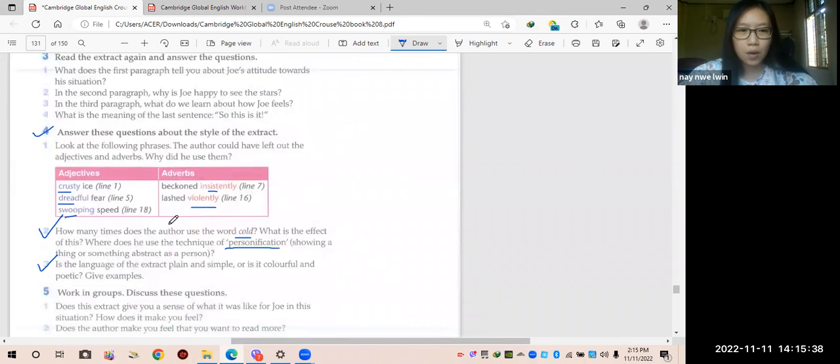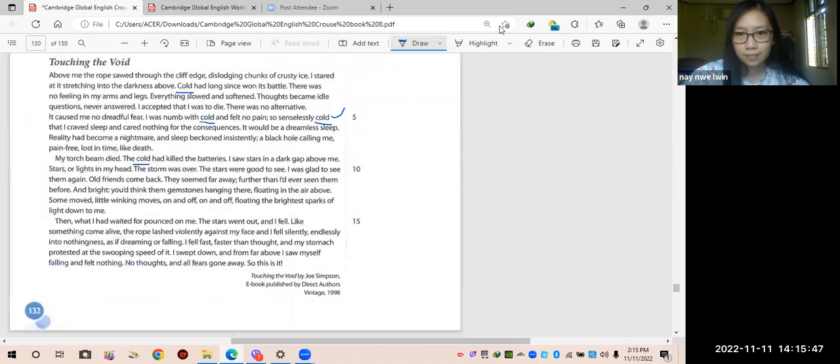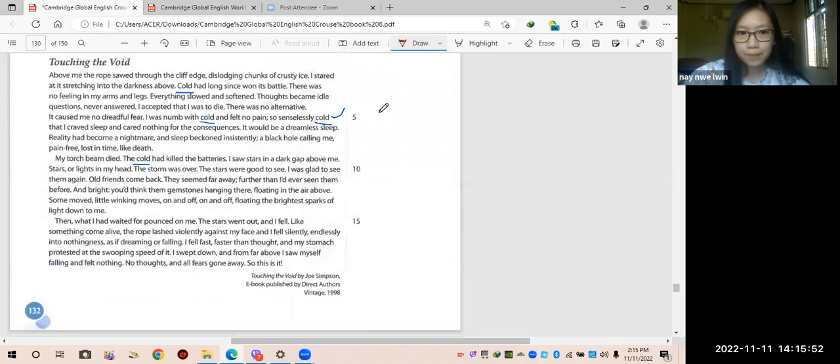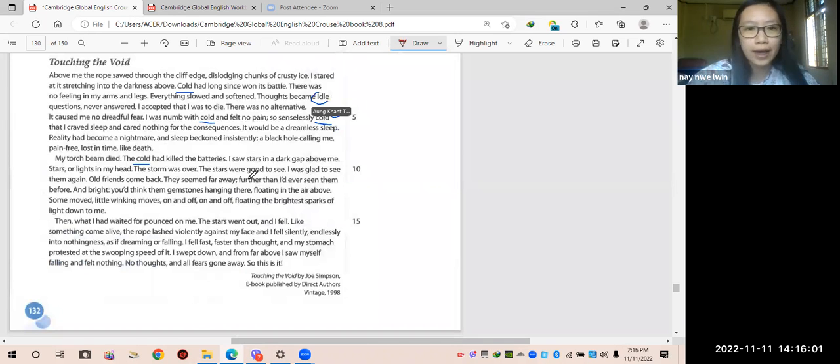Now to the next one. Where does he use the technique of personification? Okay, the personification should be along with personification. Idle questions. Thoughts became idle questions. Where is that now? Can you tell me the line number? Okay. Thoughts became idle questions, never answered. Okay, we can also see it like that.